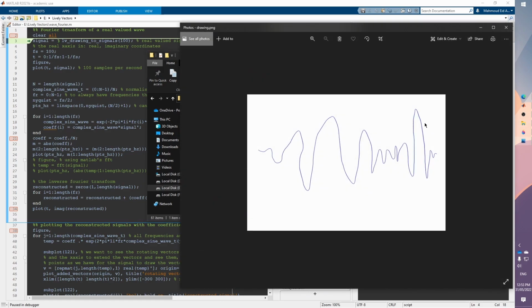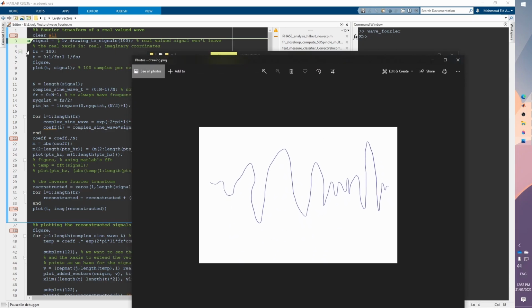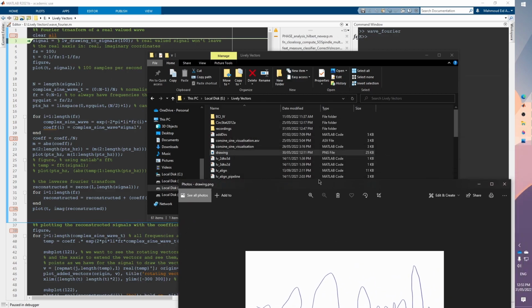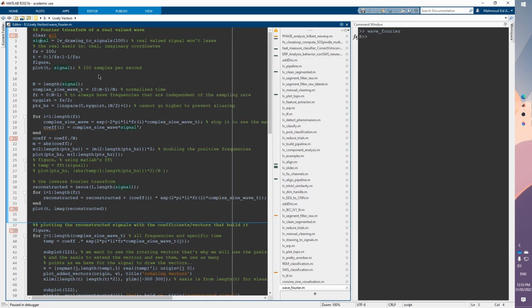I just created this drawing and saved it as PNG, and MATLAB is reading this drawing.png using the function, and then it will convert this into an actual signal. So let's have a look at this. This is now our signal, and it should have 100 points. Here I'm creating fs, which is the sampling rate, so we would have 100 hertz. This means that we have 100 samples per second, and this is our time vector.